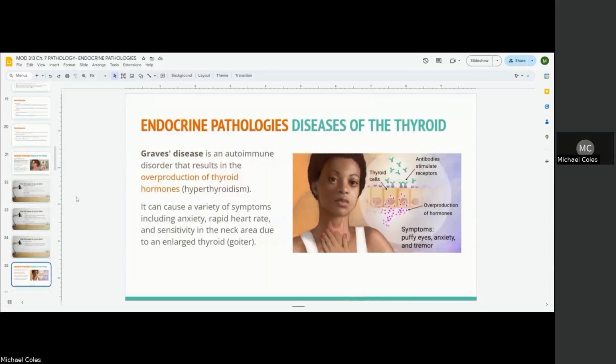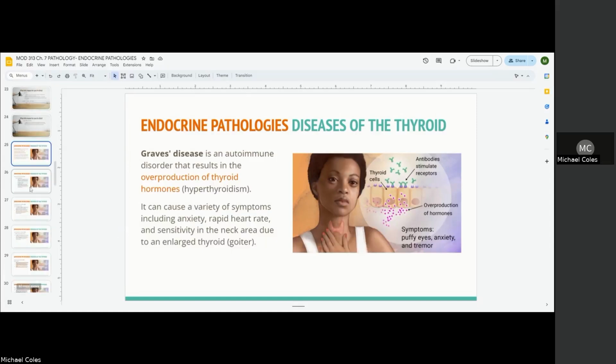Okay, so Graves' disease, again, overproduction of thyroid hormones. This again, because of the metabolism, is going to cause anxiety. It's going to raise the heart rate, right? So this person is going to be kind of hypervigilant a little bit.